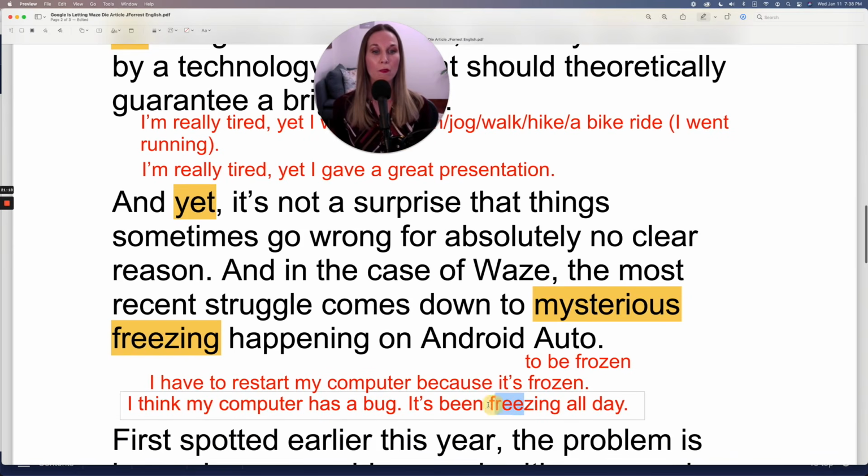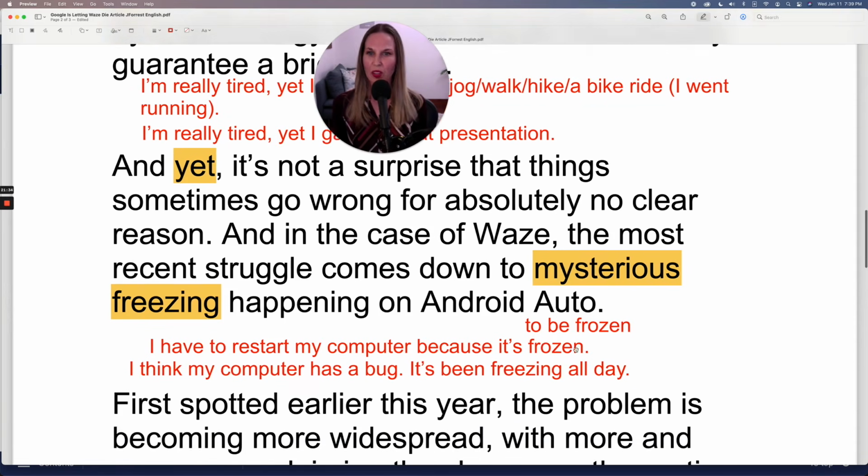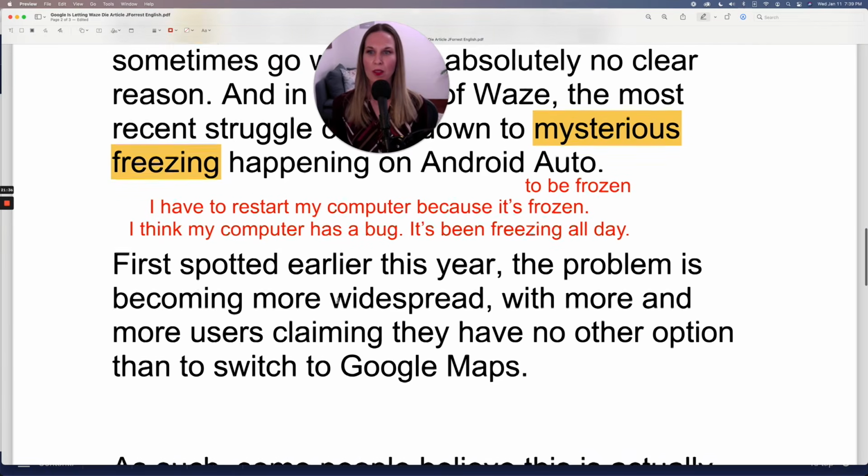And notice my verb is freeze and it's in the present perfect continuous because it's an action that started in the past and it continues until now. And I put it in the continuous to focus on the continuation of that action. All right, let's continue on.